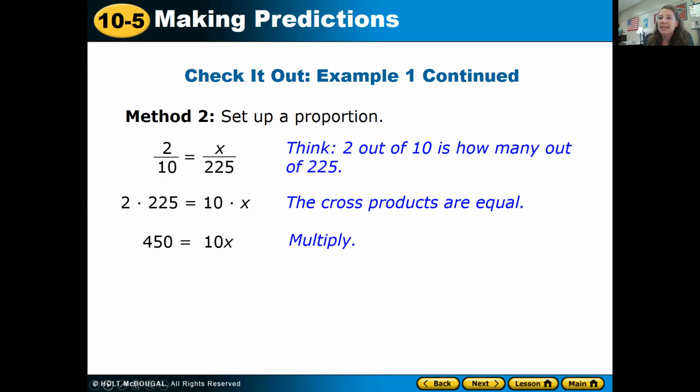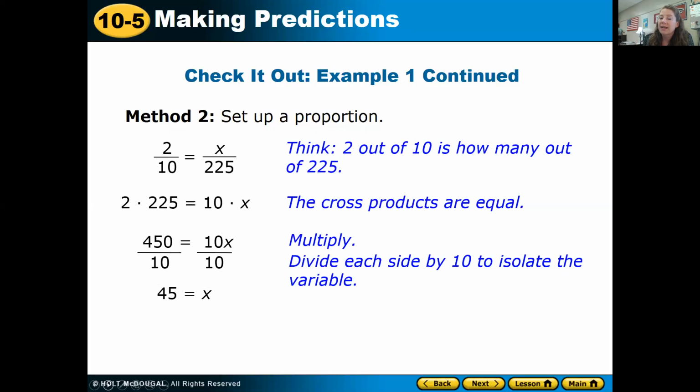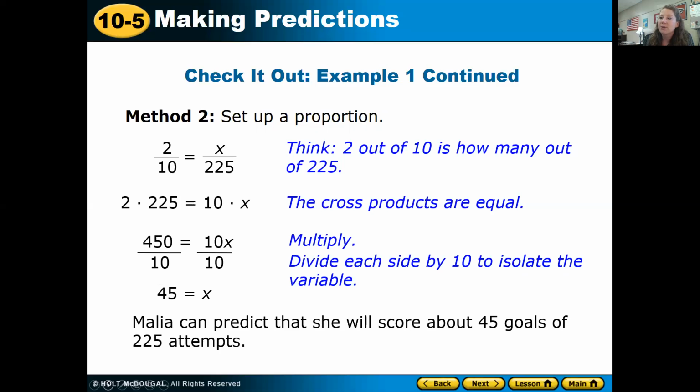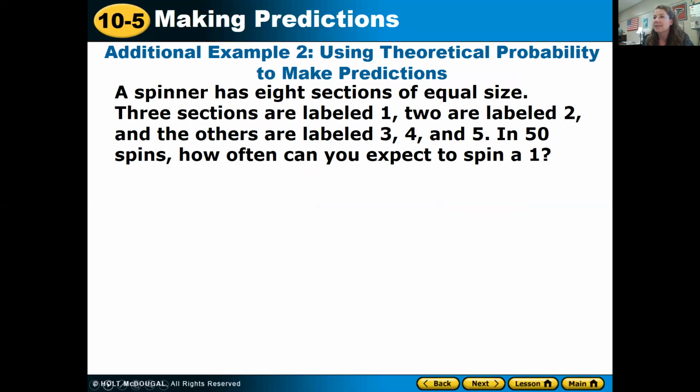Then to get x by itself, we're going to divide both sides by 10. And there we have 45 again. So Marla can predict that she will score about 45 goals out of 225 attempts.